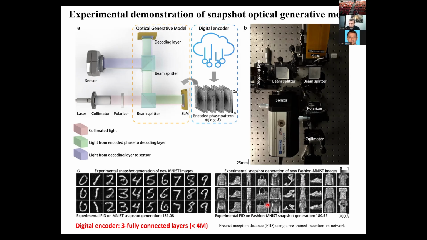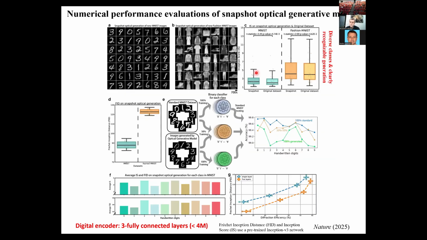Again, never seen before. These are created from random noise passing through a shallow digital encoder, which has about 3.6 million parameters, and then everything else is done with a static decoding layer, which is also a spatial light modulator that's reconfigurable. From toss to toss, you can change it. We've shown that the generated content is following the target distribution.